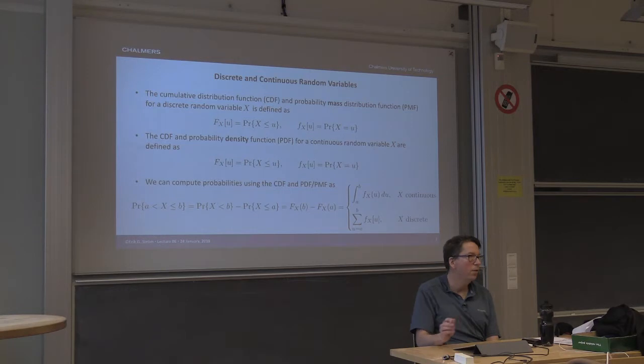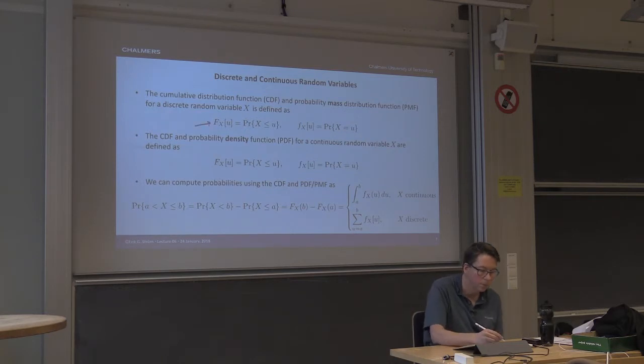Random variables are things which are unpredictable. So before observing the value of a random variable, I don't know so much about it. I know the probability that it can take on certain values, but that's it. Okay, so the cumulative distribution function, or CDF, and the probability mass function for a discrete random variable are defined as follows. So this is the CDF, and this is the probability mass function, or PMF.